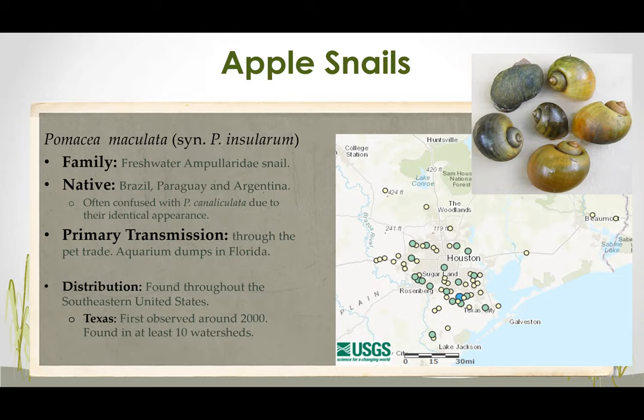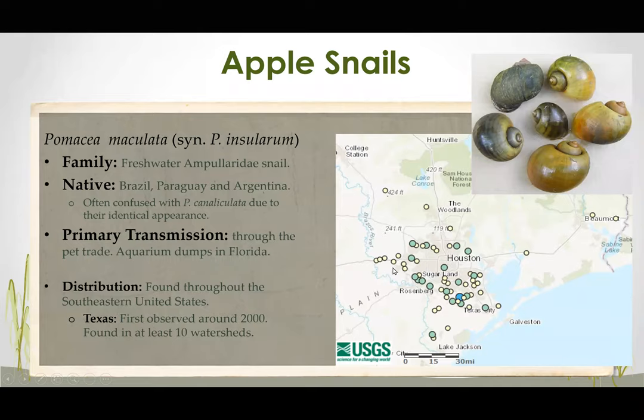And we'll also talk about other life cycle stages that'll help you identify them. So much like the lionfish or pythons, the primary transmission was through the pet trade. It's attributed to aquarium dumps in Florida. So they're now found throughout the southeastern United States. And right here, I've got the USGS point map. I've got it zoomed in for our area.